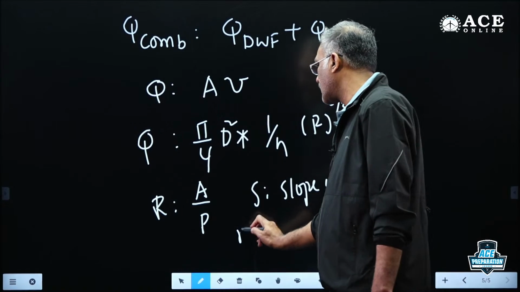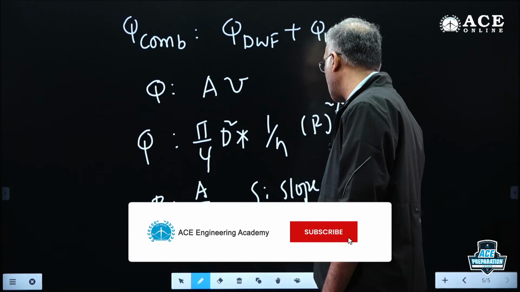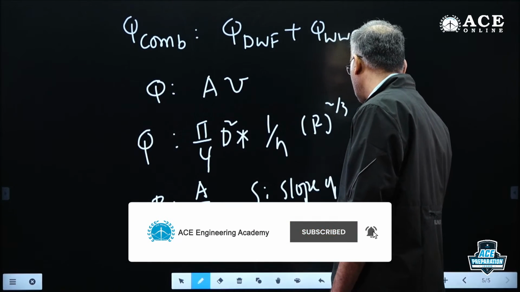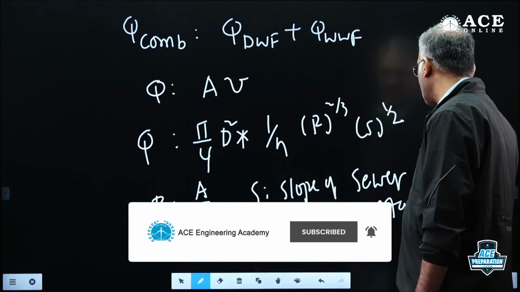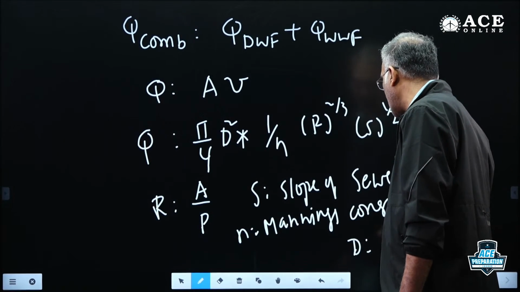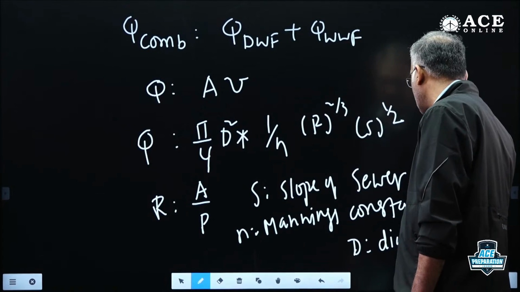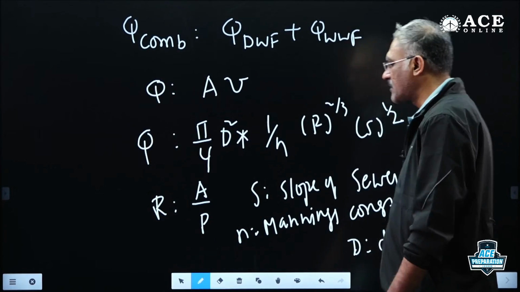N is equal to Manning's constant. So from this we can find out the size of the sewer. D is equal to the diameter of the sewer. That's all. So I'll take one example and explain it to you.